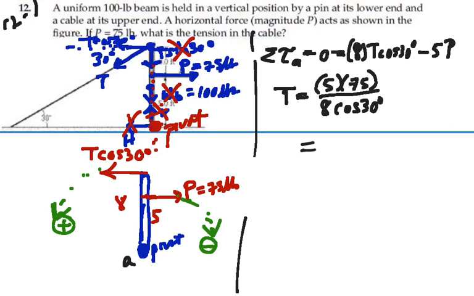5 times 75 divided by 8 times cosine of 30 gives me 54.1 pounds. So the tension in the cord is 54.1 pounds, and that's our answer. That's the tension in the cable.